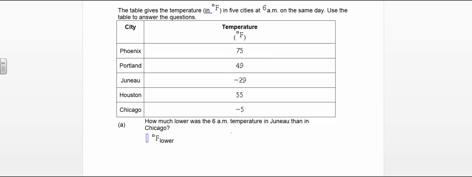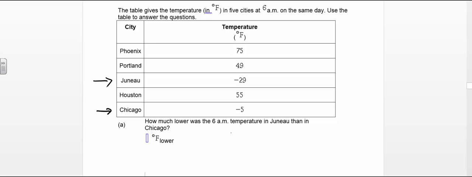In this problem, we're given a table with a list of 5 cities and their temperatures at 6 o'clock in the morning on the same day. So we have some temperatures that are positive and some temperatures that are negative. In the first part of this problem, we're asked to find how much lower was the 6 a.m. temperature in Juneau than in Chicago. So the only 2 cities we're interested in are Chicago and Juneau.